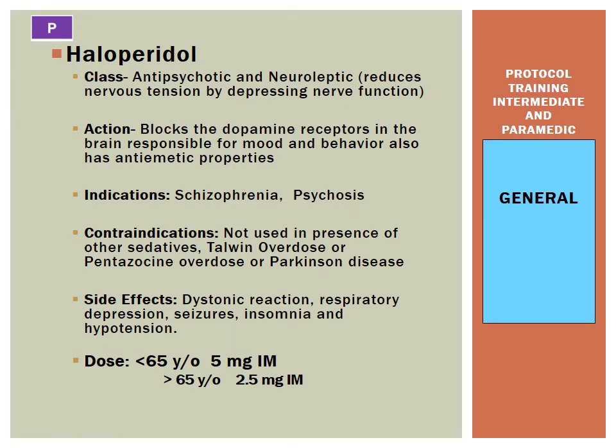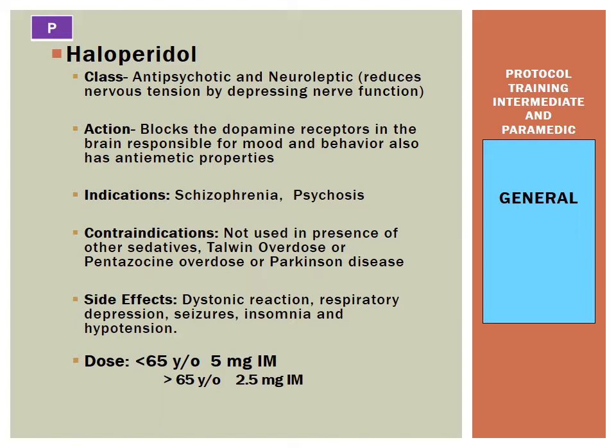Okay, so as we said before, Haldol is an antipsychotic and a neuroleptic. It reduces nervous tension by depressing nerve functions. Its action is to block the dopamine receptors in the brain responsible for mood and behavior. It also has some antiemetic properties. Its indications are for schizophrenia and psychosis. Contraindications, it's not to be used in the presence of other sedatives such as Talwin overdose and pentazocine overdose. And pentazocine is an analgesic that is less addictive than morphine. Also, patients with Parkinson's disease.